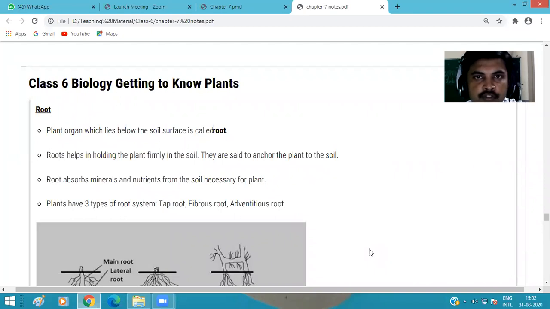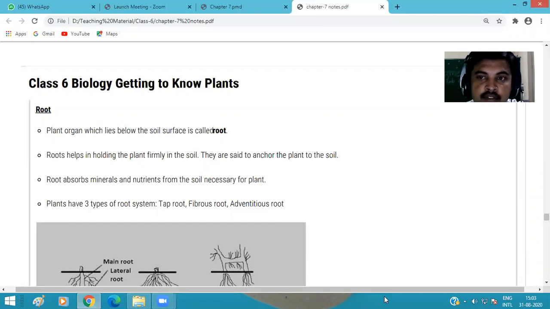From the last few videos, we were continuing with our 7th chapter of science, that is, Getting to Know Plants. In this chapter, we already discussed different categories of plants like trees, herbs, shrubs, creepers, and climbers, on the basis of their stem hardness, on the basis of their flowers, and the color of the stems.